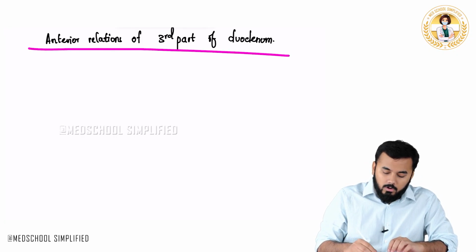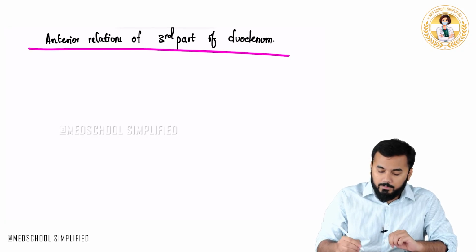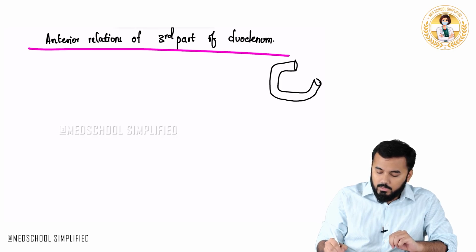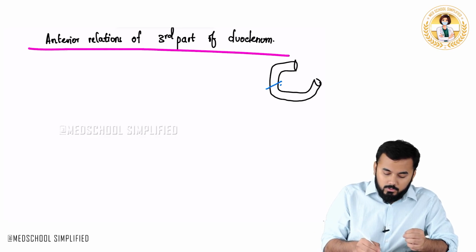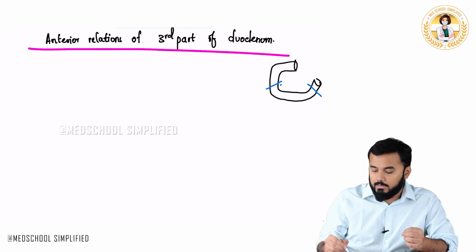So all of you know what the third part is. Again, I'm drawing the picture over here. If this is the duodenum, like this, now where is the third part present? All the way from here till here. So this entire part which I'll be highlighting now is your third part of the duodenum.